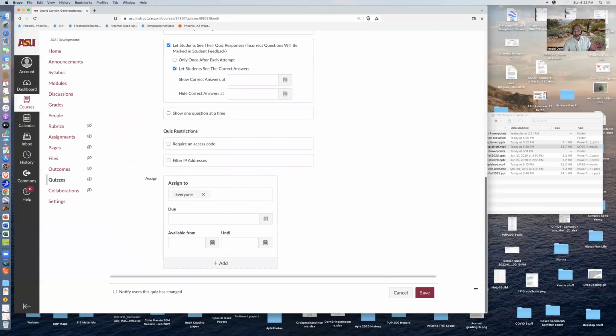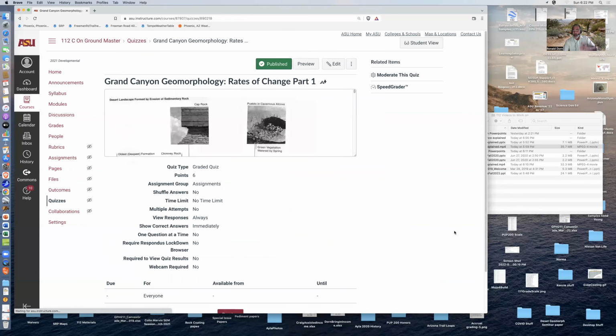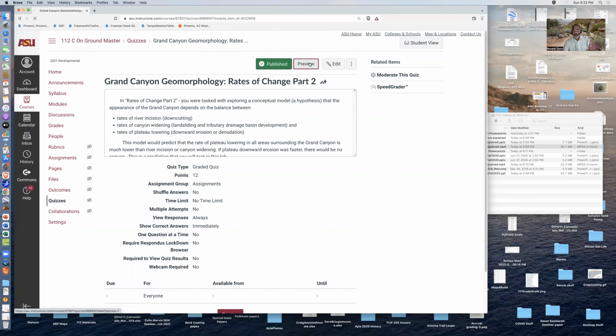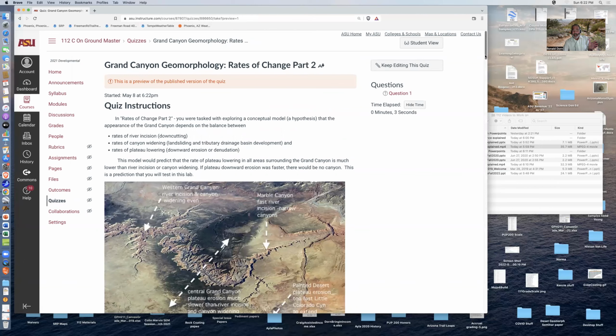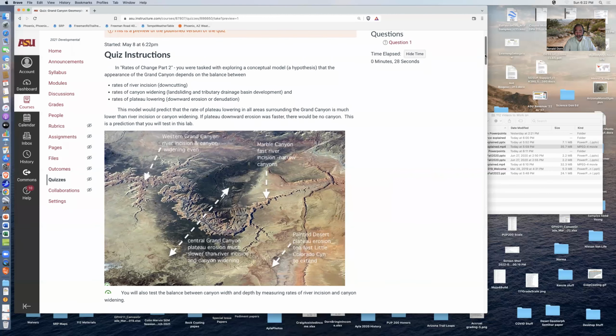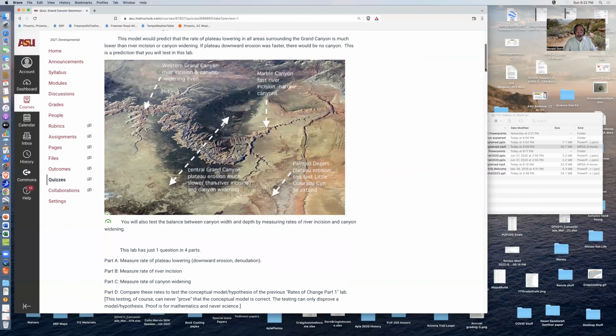So now let's go to the rate of change part 2. And you start out with the same broad example and the same conceptual model, that where you are can determine the balance between river incision or downcutting, canyon widening, and plateau lowering. And this is just in our heads. The question is, what happens if we actually measure it? Does this way of thinking about it fit with scientific data? And that's what this lab is about.